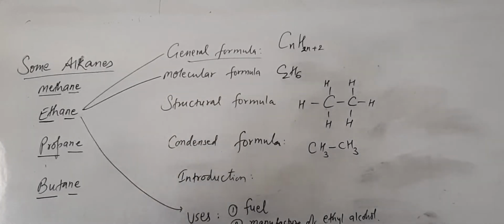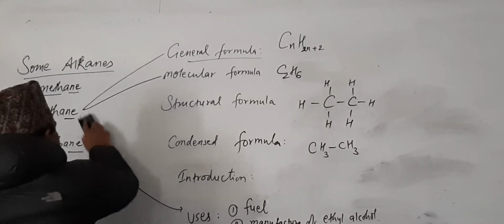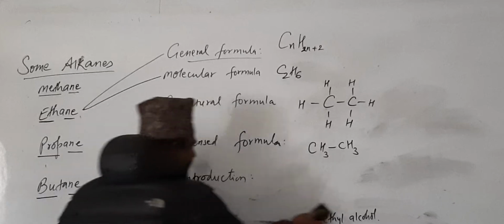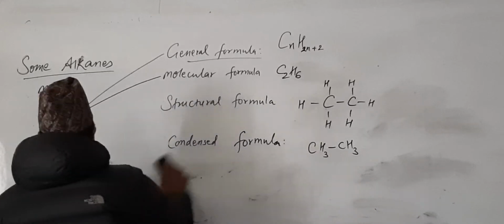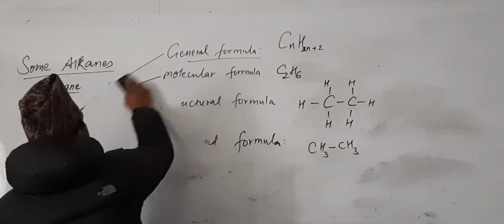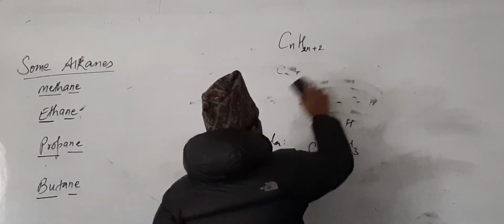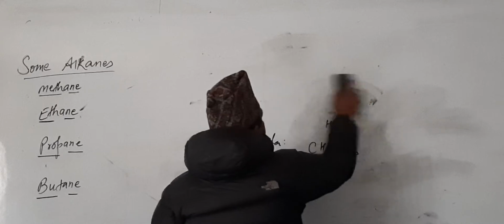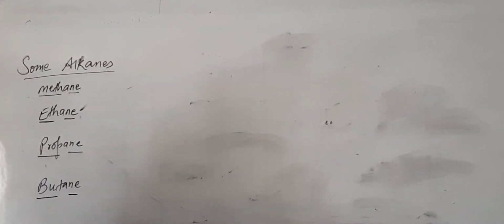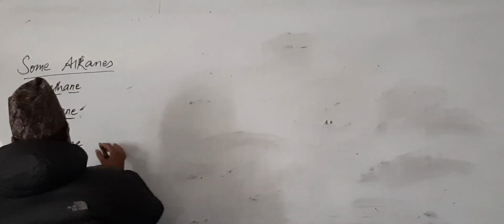Okay, students, that is all about ethane. Now, 2 more members are left. What are they? They are propane and butane. So, propane.